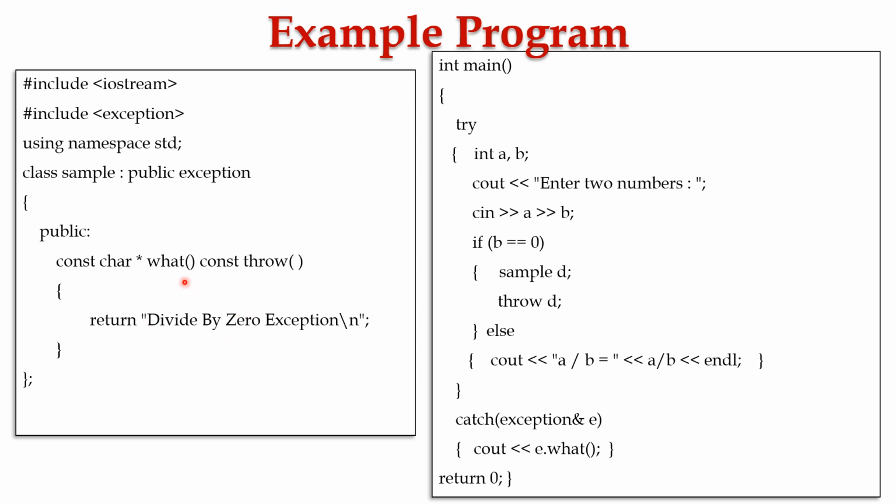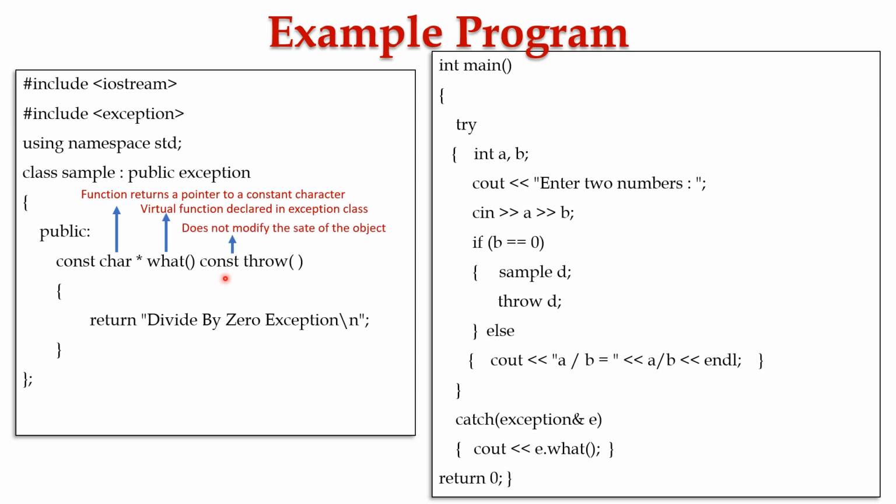Here, what is a virtual function declared in the exception class. Next, const means that it does not modify the state of the object. Next, throw() indicates that it is a function that does not throw any exception itself.